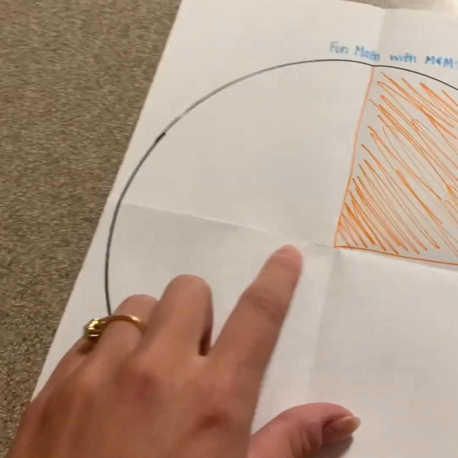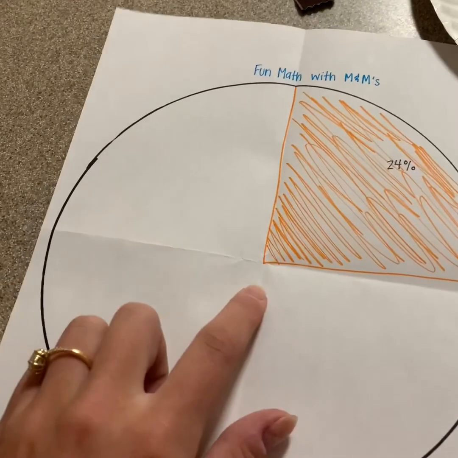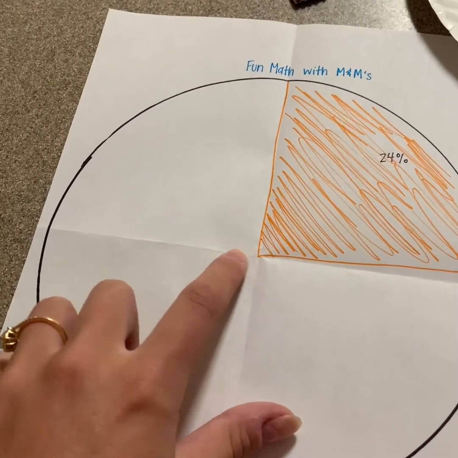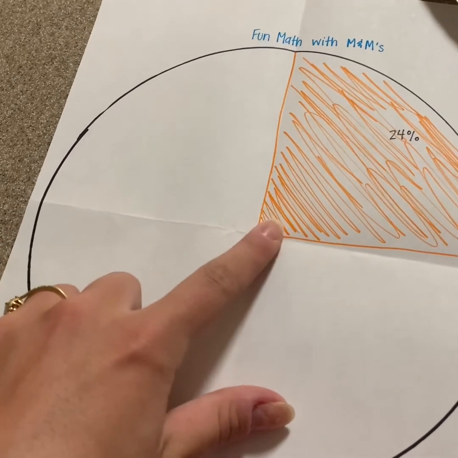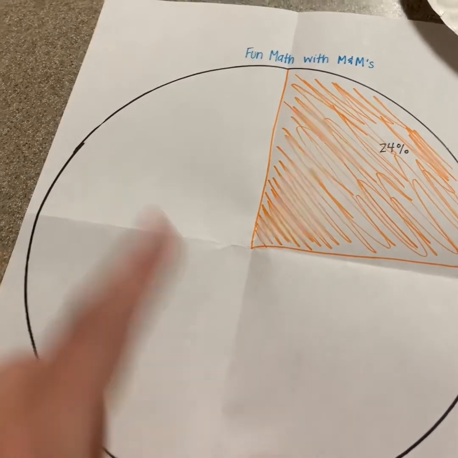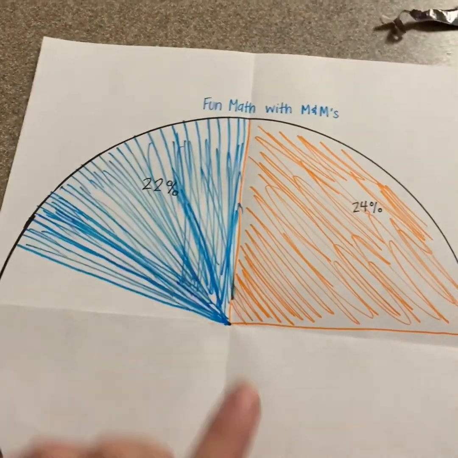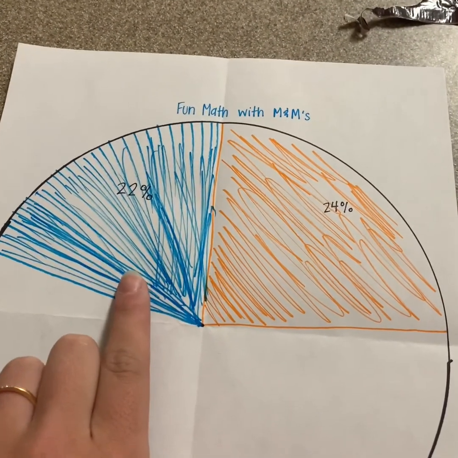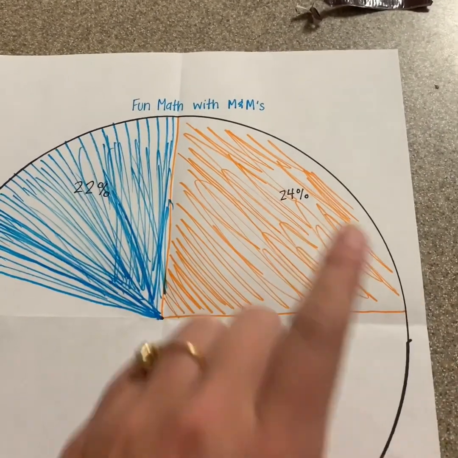So I'm going to come over here to the second fourth. I've already used one of them. And I'm going to draw my line a little bit smaller. So it's going to go up a little bit more and leave a little more space here to represent 22% with the blue. Now I've finished my blue M&Ms, and that's 22%. You can see that the 22 I drew is smaller than the 24% because 22 is smaller than 24.